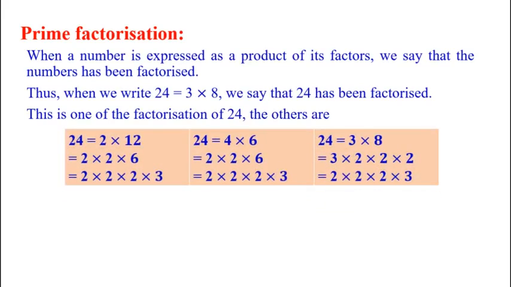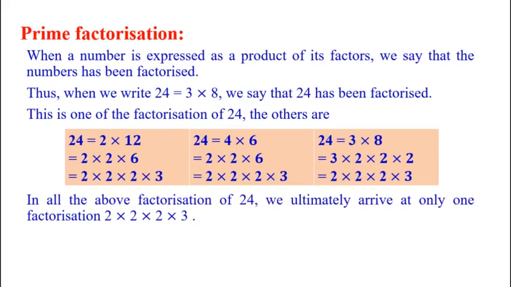so look at this factorization. 24 can be written as 2 into 12, that is equal to 2 into 2 into 6, or that is equal to 2 into 2 into 2 into 3. In another way, 24 is equal to 4 into 6, that is equal to 2 into 2 into 6, or that is equal to 2 into 2 into 2 into 3. Next method is 24 can be written as 3 into 8, that is equal to 3 into 2 into 2 into 2, or that is equal to 2 into 2 into 2 into 3.